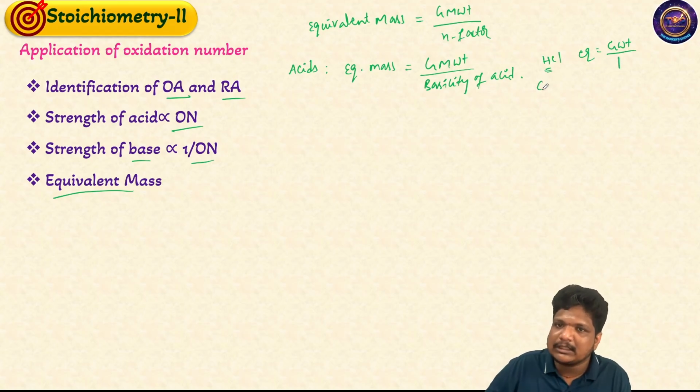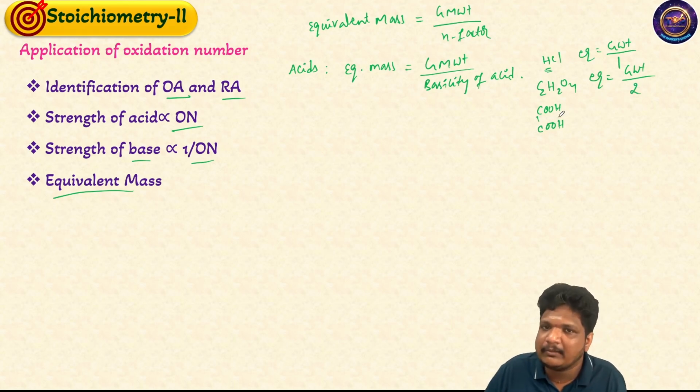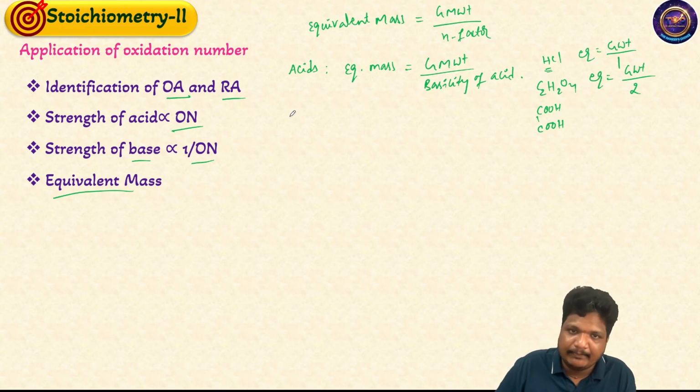సో ఆక్సాలిక్ యాసిడ్ C2H2O4, సో దీంట్లో ఈక్వాలెంట్ వెయిట్ దట్ ఈస్ ఈక్వల్ టు గ్రామ్ మాలిక్యులర్ వెయిట్ బై నంబర్ ఆఫ్ H+ అయాన్స్ ఎన్ని ఇస్తుంది. ఆక్సాలిక్ యాసిడ్ అంటే COOH. సో ఒక్క ఆక్సాలిక్ యాసిడ్ మాలిక్యూల్ తీసుకుంటే 2 హైడ్రోజన్స్ ఇస్తుంది, సో కాబట్టి ఈక్వాలెంట్ వెయిట్ గ్రామ్ మాలిక్యులర్ వెయిట్ బై 2 అవుతుంది.